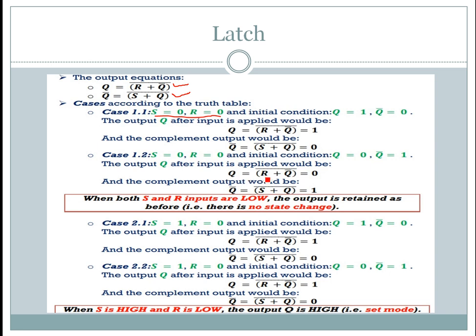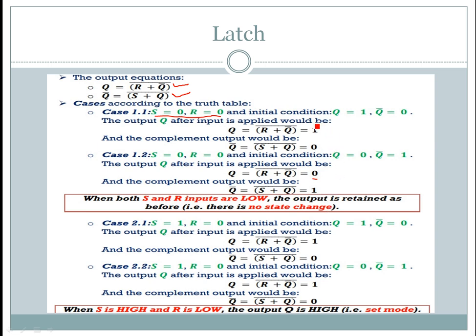So Q equal to R plus Q bar whole bar. R value is 0, and Q bar value is 1. So 0 plus 1 is 1, 1 whole bar is 0. So Q now becomes 0. And next Q bar equal to S plus Q whole bar. S value is 0, Q value is 0, so 0 plus 0 whole bar is 1. So now Q bar becomes 1.